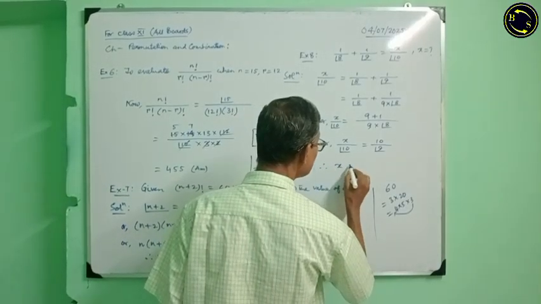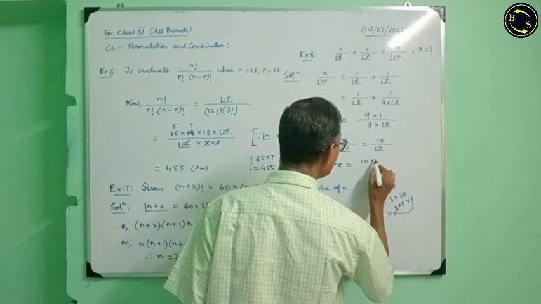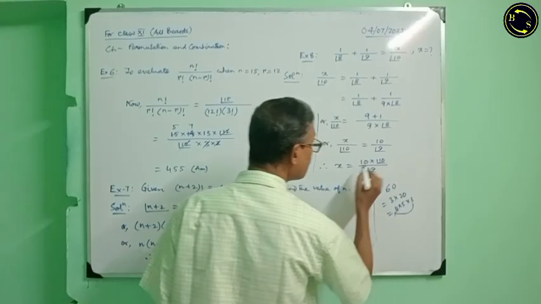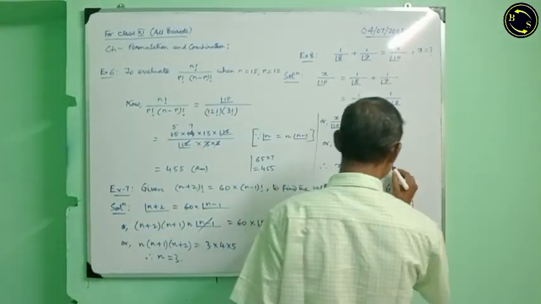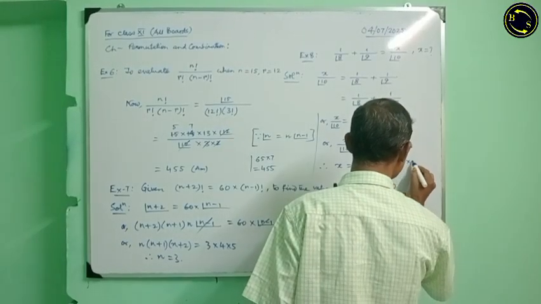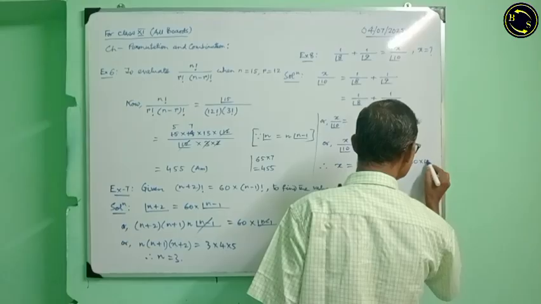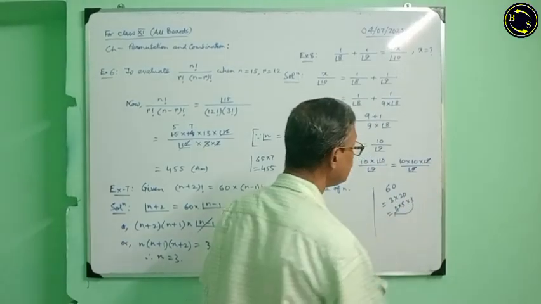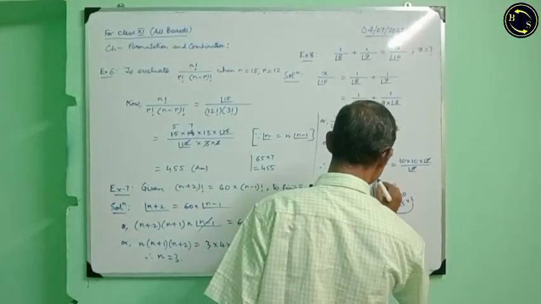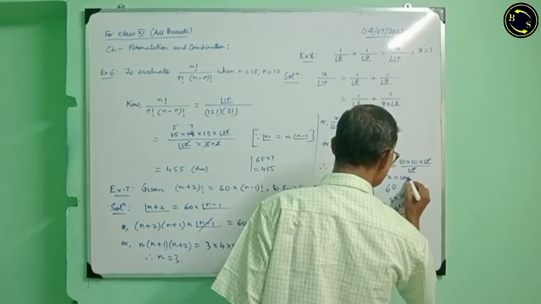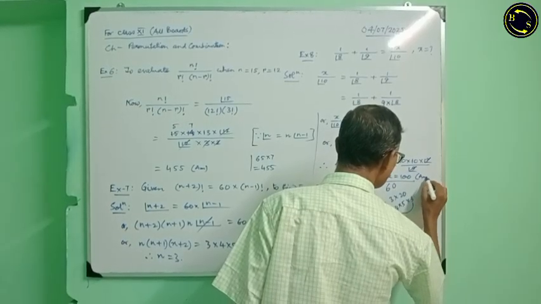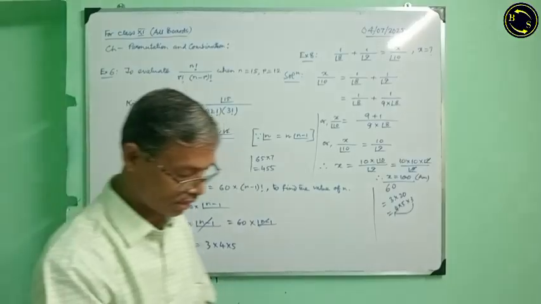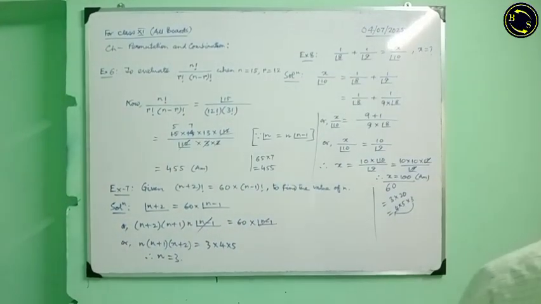Therefore, x is equal to 10 into factorial 10 by factorial 9. Now factorial 10 can be written as 10 into factorial 9, therefore x equal to 100. Very interesting sums related to factorial symbols.